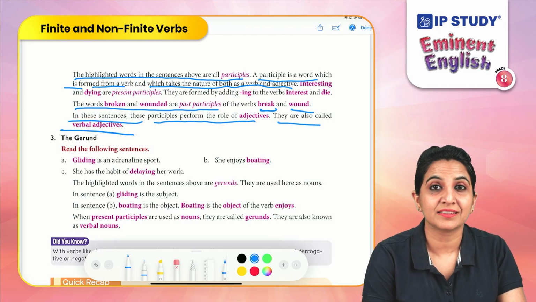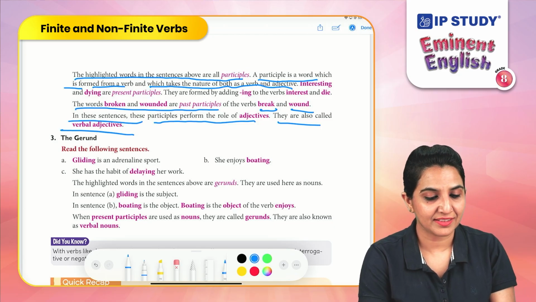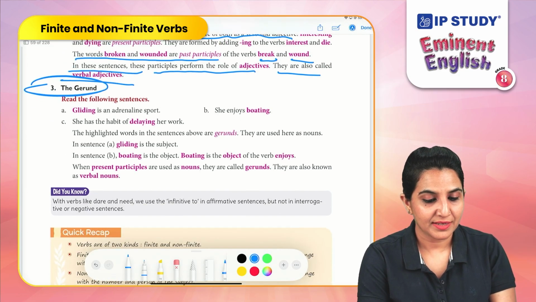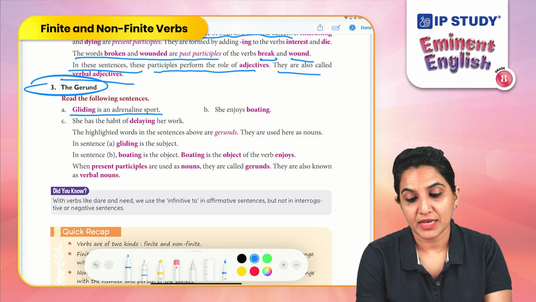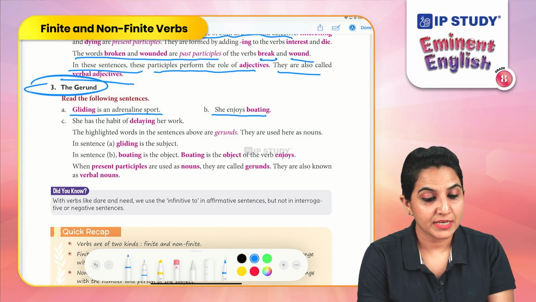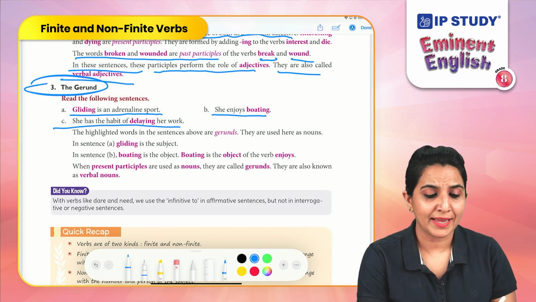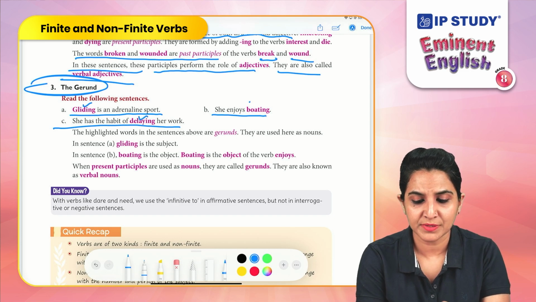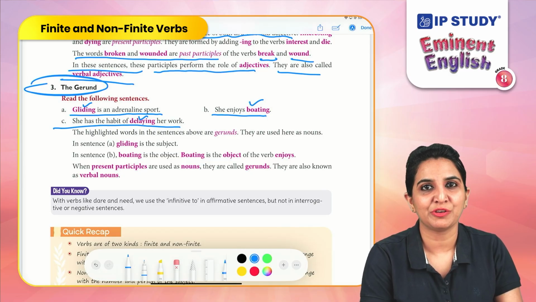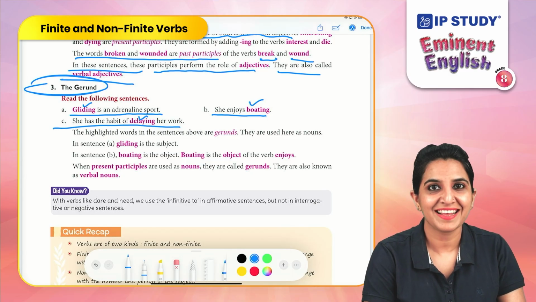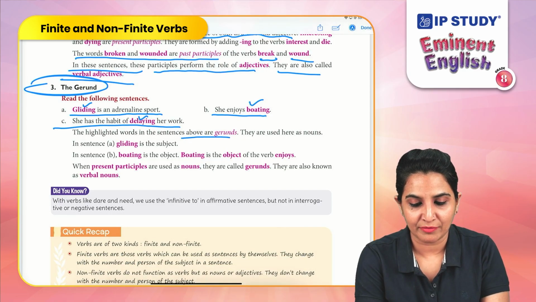Now let's study the third type of non-finite verbs. What is that? Very good. That is the gerund. Gliding is an adrenaline sport. She enjoys boating. She has the habit of delaying her work. Did you notice something in all of these words? Very good. They're all formed with the ing form of the verb. Well, they are called gerunds. Highlighted words in the sentences above are gerunds.